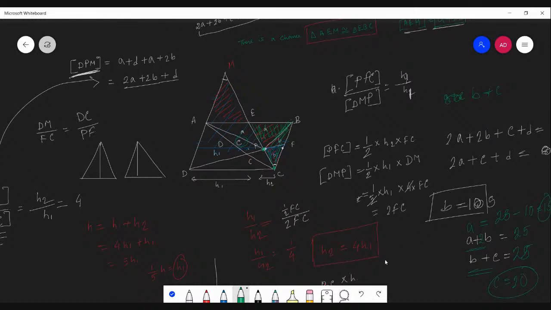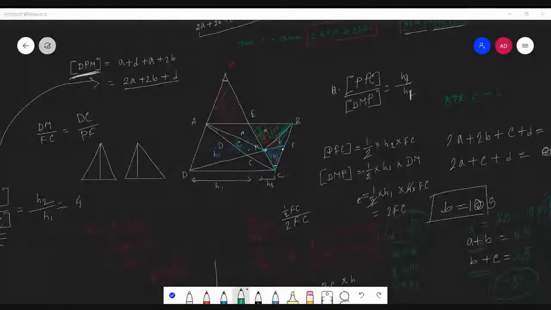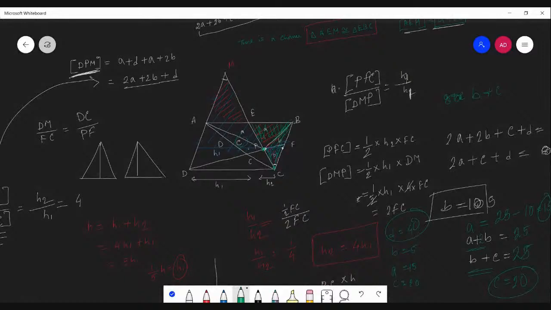right? So A equal to 15, C is equal to 20, B is equal to 5. So what is our D? D is equal to 40. So this is the thing. Clear?